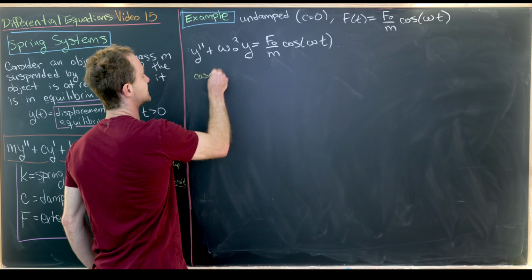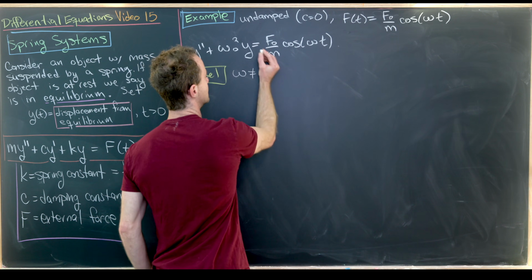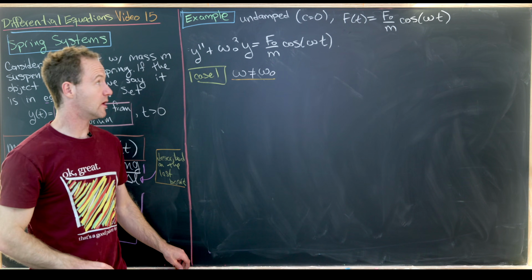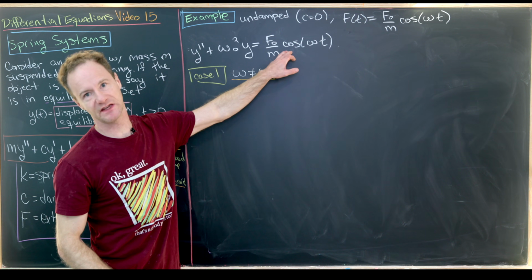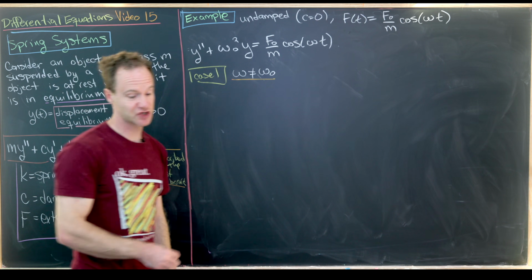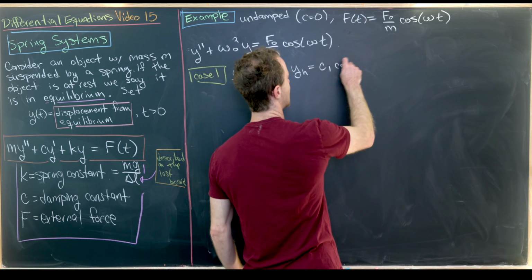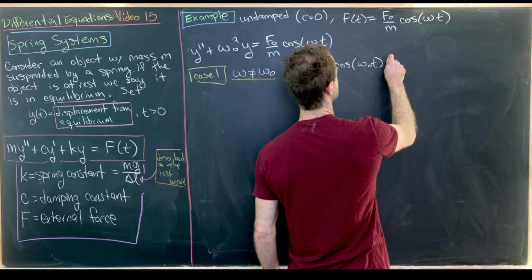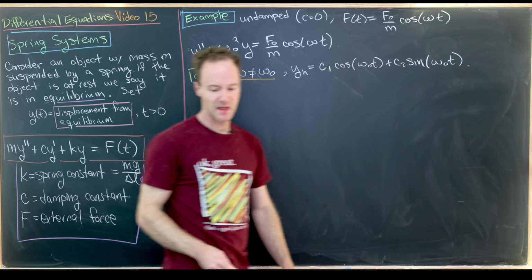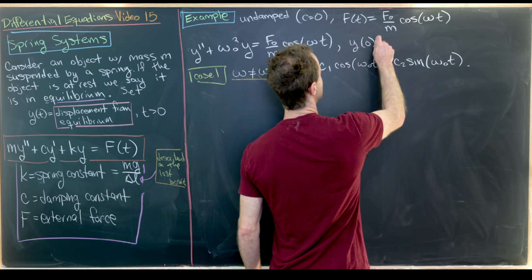So let's say case number 1 is the case when omega is not equal to omega naught. Okay. And that's an important case because now the homogeneous solution is not this forcing function, because this forcing function is not one of the homogeneous solutions. In fact, we can just write down the homogeneous solution. So y sub h is equal to C1 times cosine omega naught times t plus C2 times sine omega naught times t. Great.